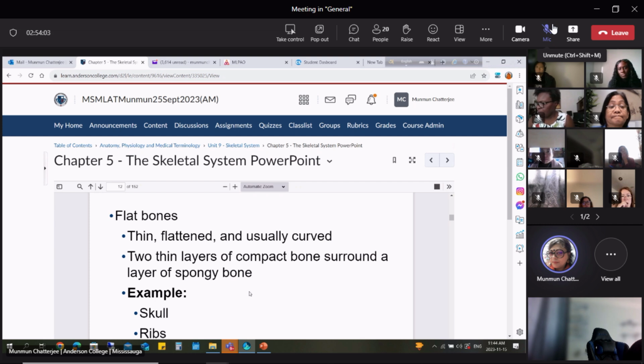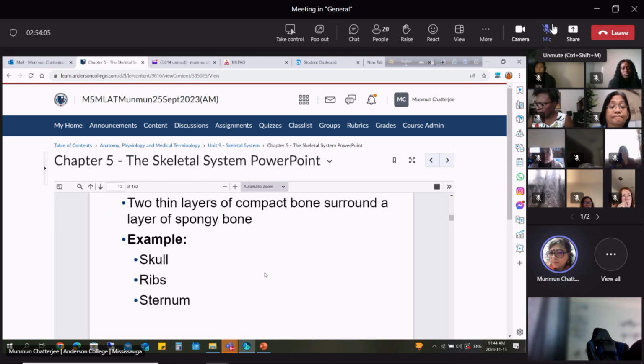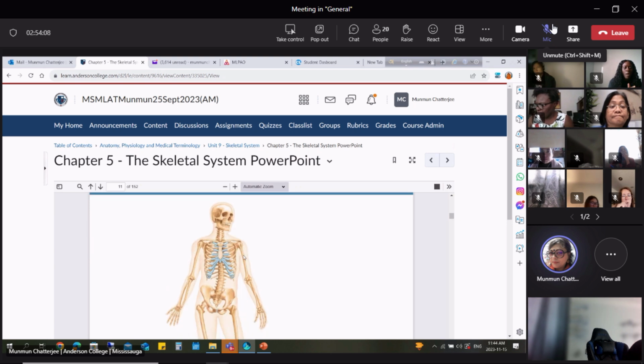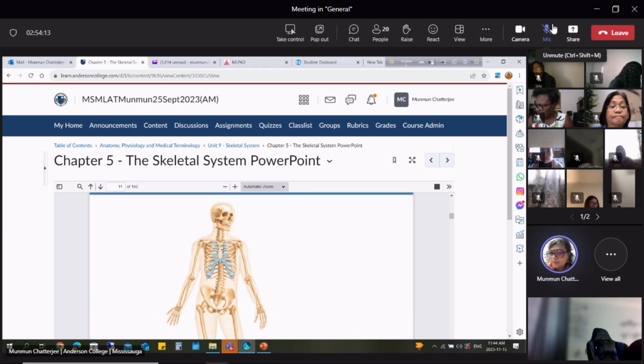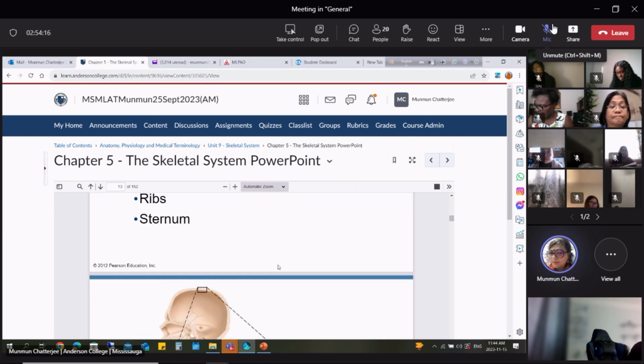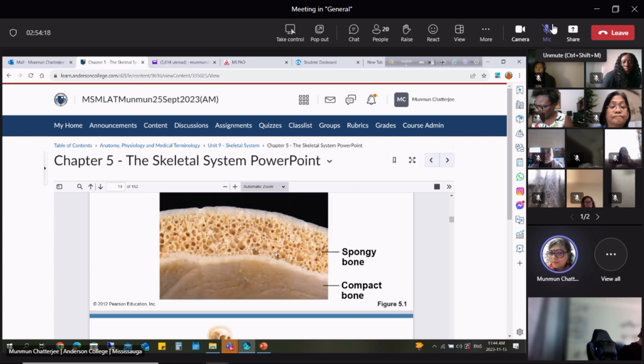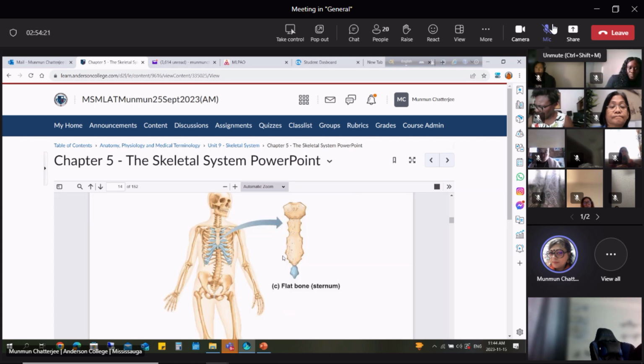Okay, so what are the examples? Skull, ribs, sternum. Skull bones, ribs bones, and sternum. This is the sternum. This already they have showed you, spongy bone, compact bone. This is the sternum, flat bone. This is the main flat bone in our body. Questions come on the sternum, or give an example of the flat bone. So if they give you the sternum, whatever the options may be, you have to write the answer as flat bone.